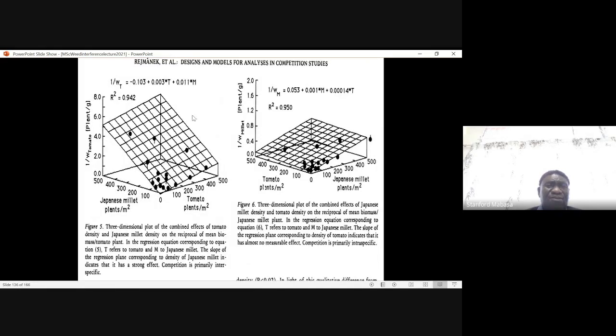These are just response surface graphs. You may see that we have got 1 over W equals whatever these numbers. These are the sort of equations which I was trying to explain to you. But these have now been solved in an experiment. They just describe these response surface graphs.